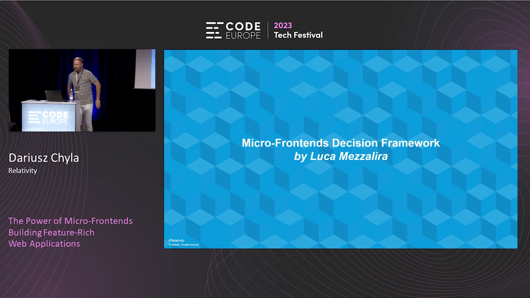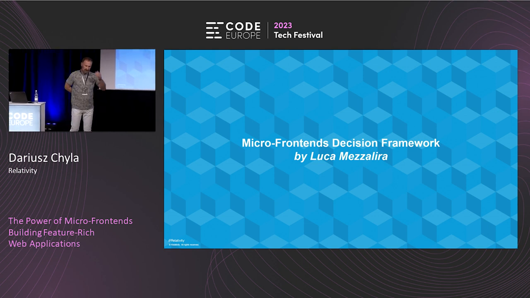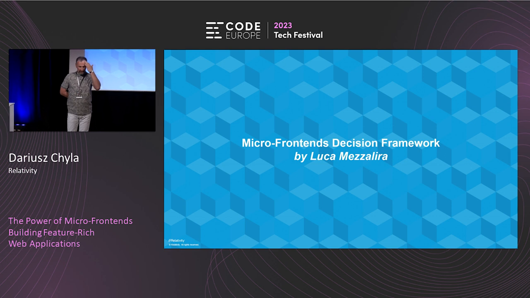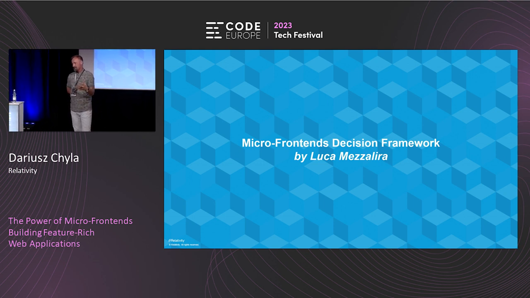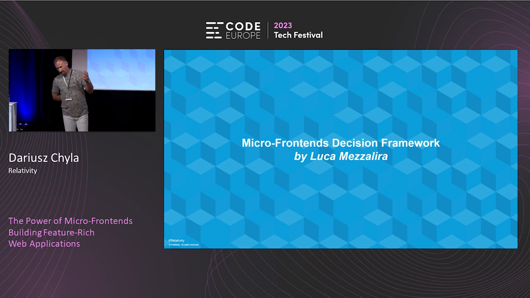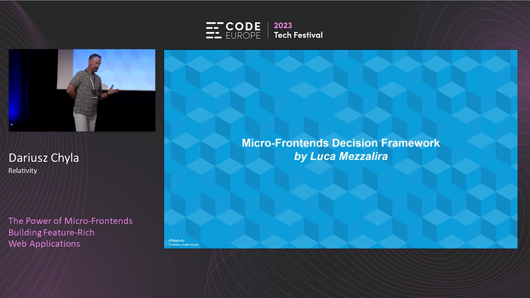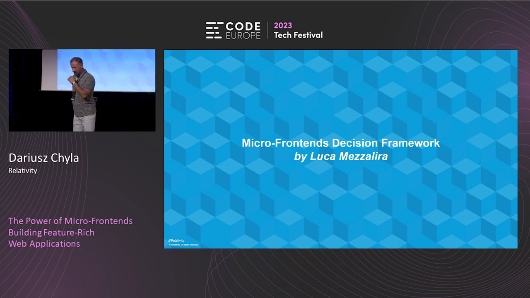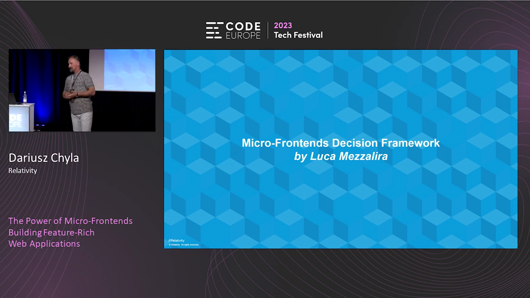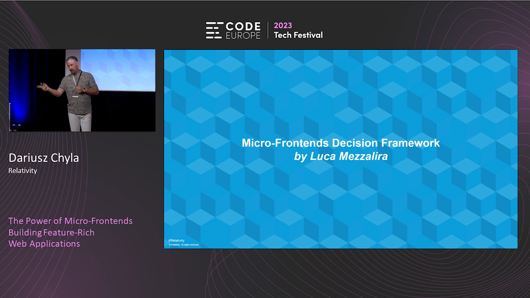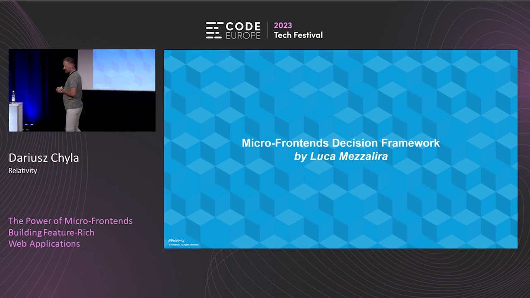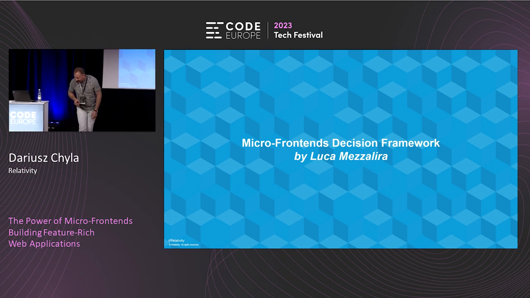So, I presented you a lot of information on what you can do, how you can improve the work of your team, and how you can change your technology adoption. But how can we really assess the suitability of our application for the micro frontends approach? I was researching a lot of materials regarding micro frontends, and I would like to recommend the Micro Frontends Decision Framework by Luca Mezzalira. Yeah, and it's not a paid advertisement, believe me.